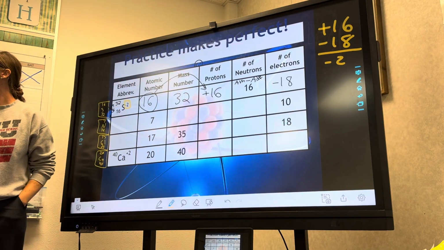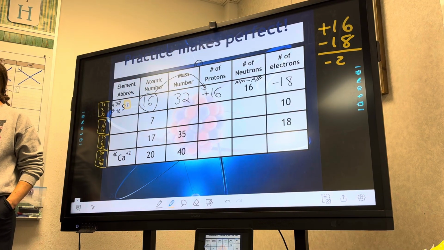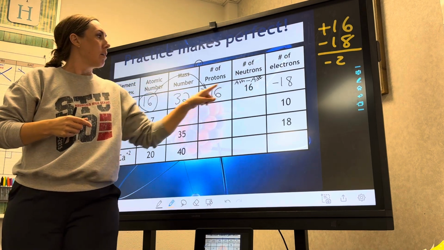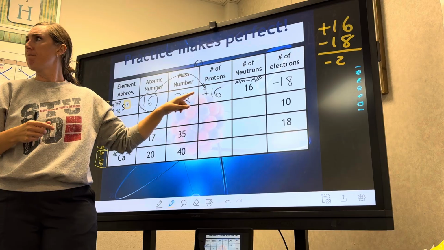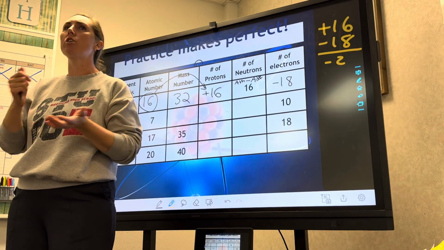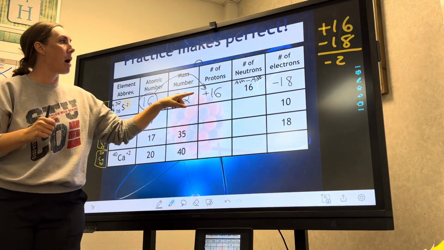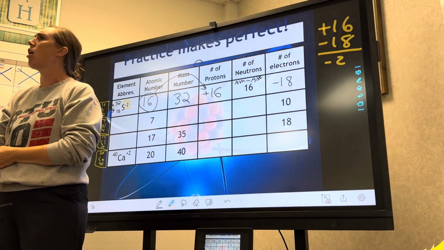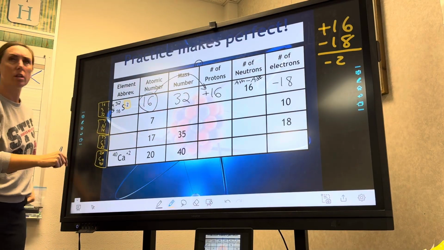Y'all got it. I have a quick question. Yep. On the neutral chart, do we still write a negative next to the electron number? You mean like right here? Like how I do it here? Only if you want to. Hey, that's a good question. I just write the positive next to the proton so y'all remember it's positive, but I won't take off. I just make sure. Yep.